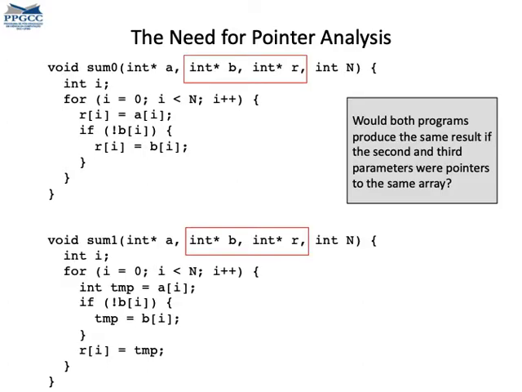The gist of the question here are pointers. We have two pointers to integers, B and R. And the first program contains two updates to R. But if B and R could point to the same memory region, and that P possibly might be true actually, then the optimization would be wrong. We would be eliminating a side effect on B if we eliminated this first store here.